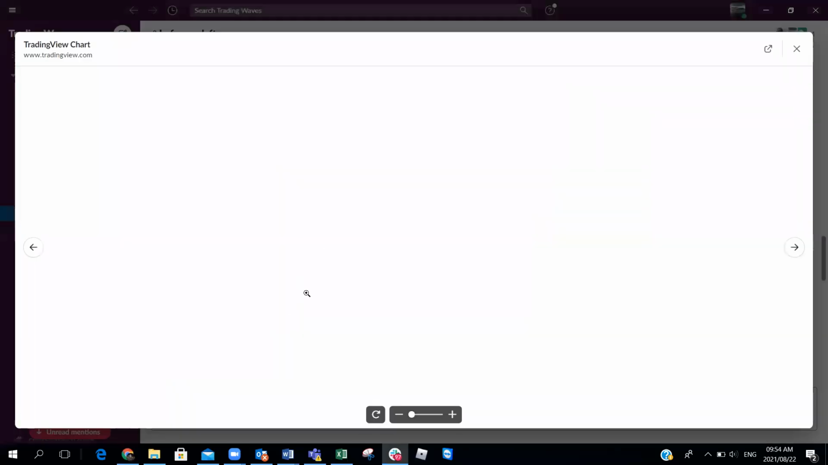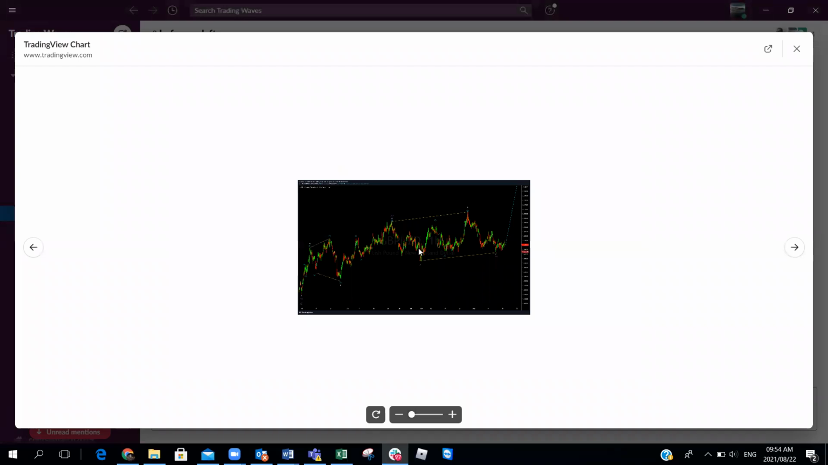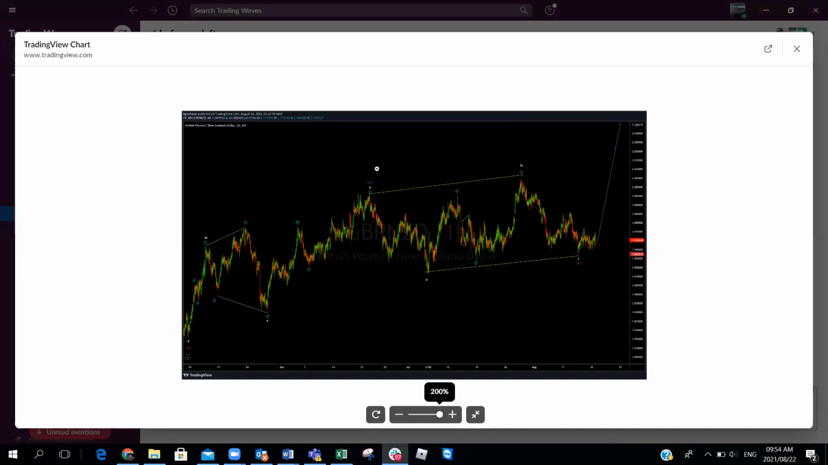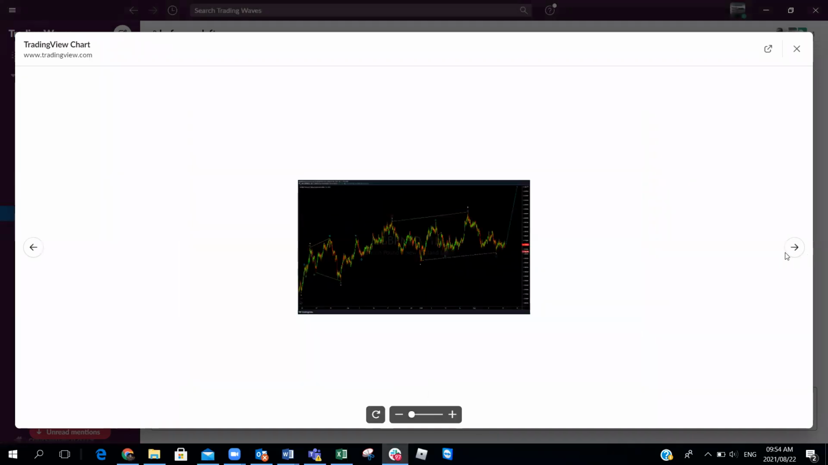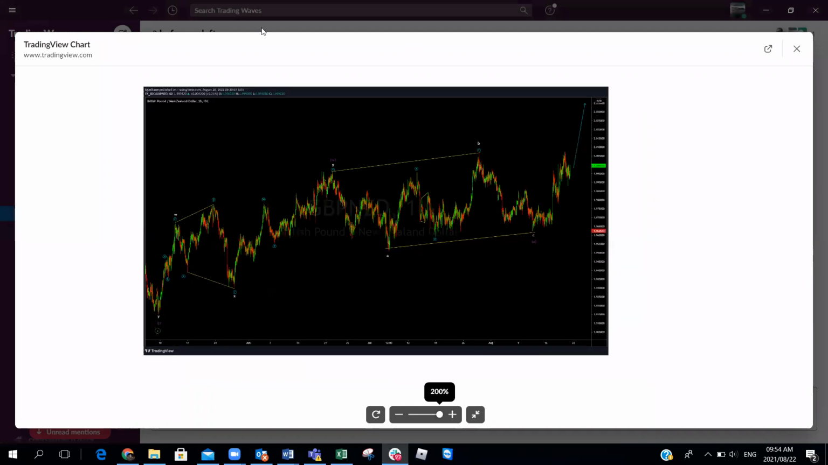Pound New Zealand. Let's have a look at Pound New Zealand. Similar setup as well, because we've got the New Zealand in it as well. So that was a setup on Pound New Zealand. We expected this to make a push to the upside. How did Pound New Zealand play out? Let's have a look here. Exactly as forecasted.